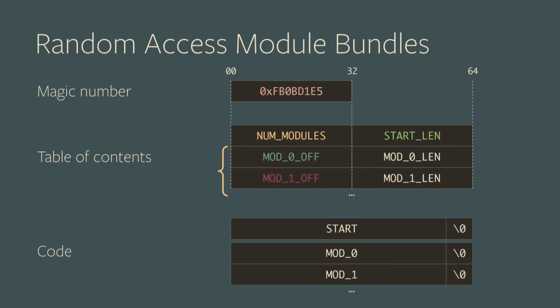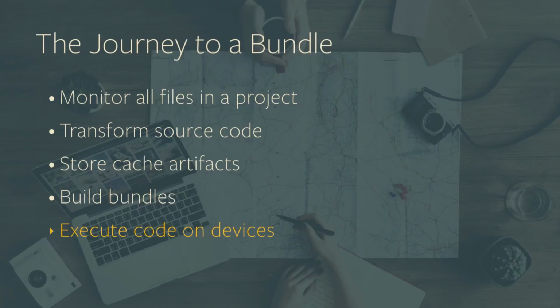Now, the amount of modules lets us know how big the table of contents is. The startup length is how big the initial code is, and each of the offsets is pointing to the first byte where the module is located within the file. So the format might look a little bit cumbersome, but thanks to the table of contents, we can access any module in constant time. With very simple maths, we can get where it is located. And this is especially relevant to execute code on devices.